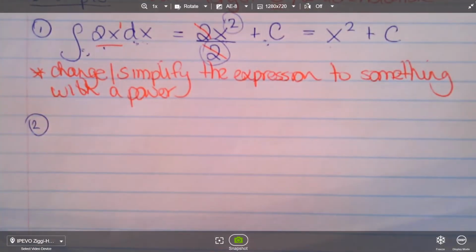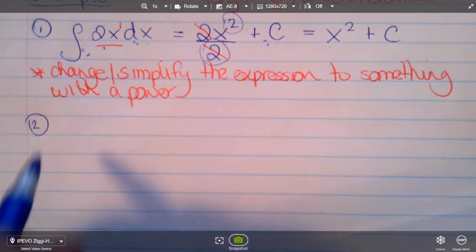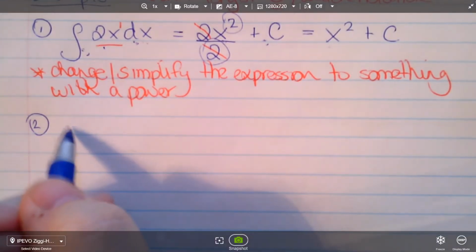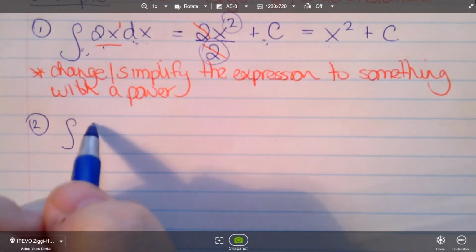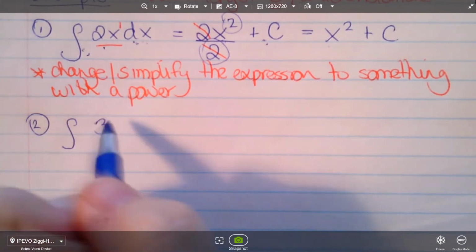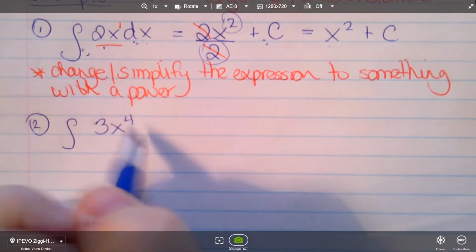All right, let's try one more before I start showing you some fractions and negatives and all of that in there. So let's try it again. How about the integral of 3x^4 dx.